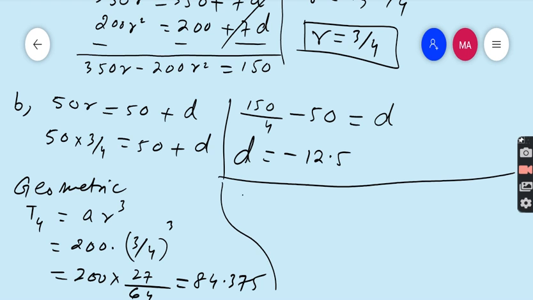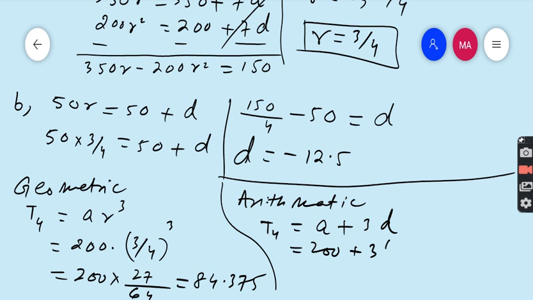Now we have to find arithmetic. For arithmetic, the fourth term T4 is equal to a plus 3d. A is 200, 3 into d is minus 12.5. Now with the help of a calculator, find the value of 200 plus 3 into minus 12.5. You will get 162.5. This is our final answer.